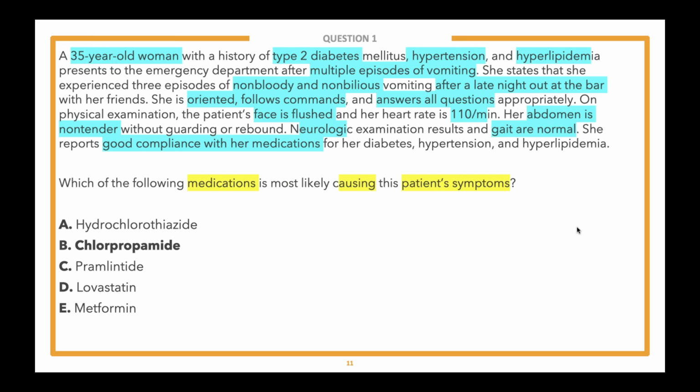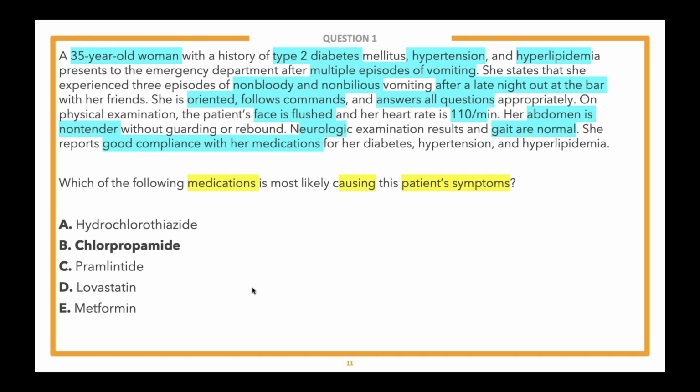You might be thinking potentially, is this hypoglycemia with a fast heart rate and flushing, which is a good thought. However, we know that she's in good compliance with her medications, and this hasn't happened before. And this also happened specifically after a late night out drinking. So probably the best answer choice would be B.